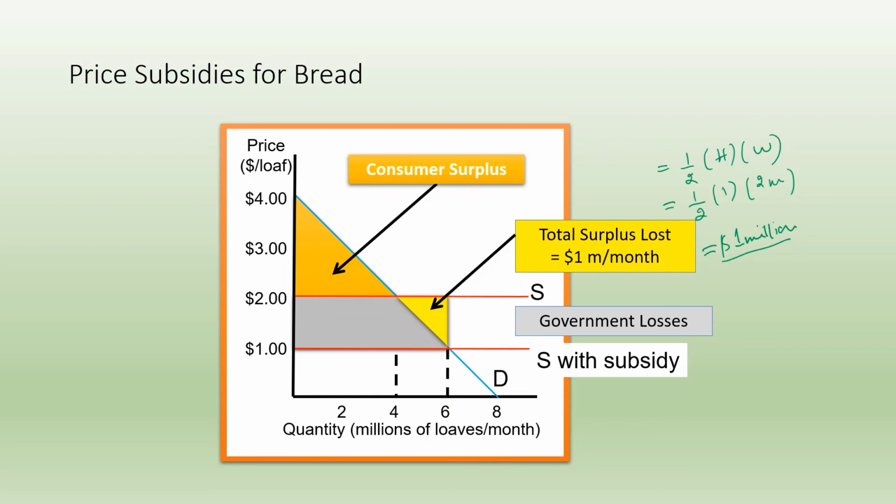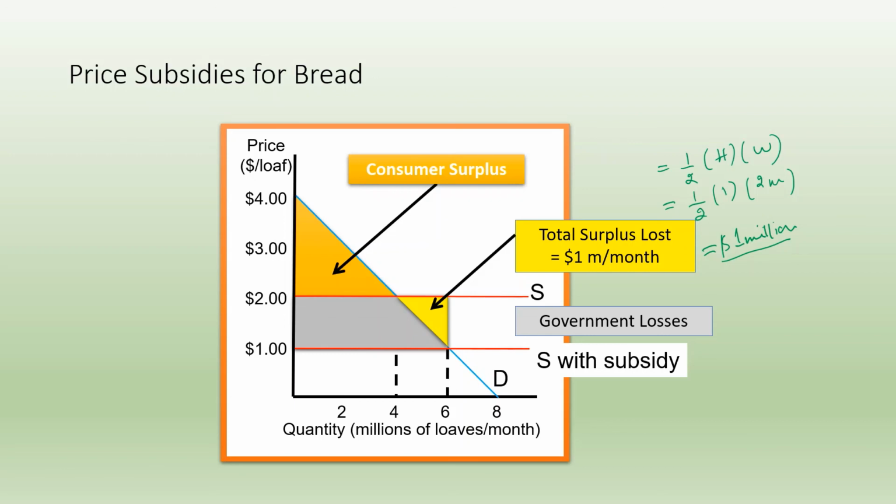Okay, or we can say that because of the subsidy, the government is facing a deadweight loss, a loss of efficiency in this market of bread, by an amount of $1 million per month. So the supporters of price subsidies are always in favor of giving a subsidy to the price for some essential goods like bread or milk or butter.